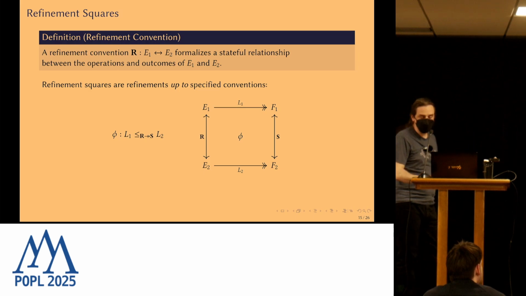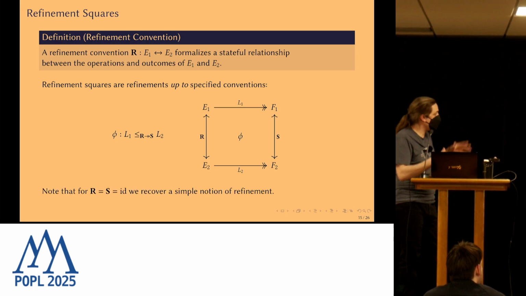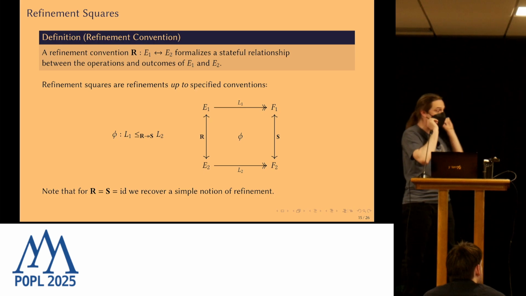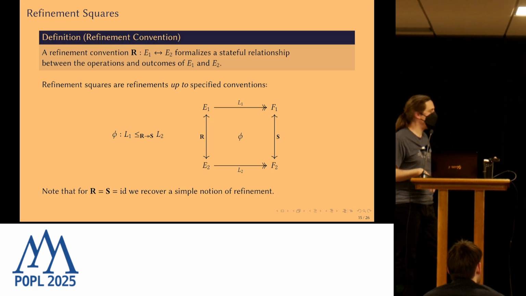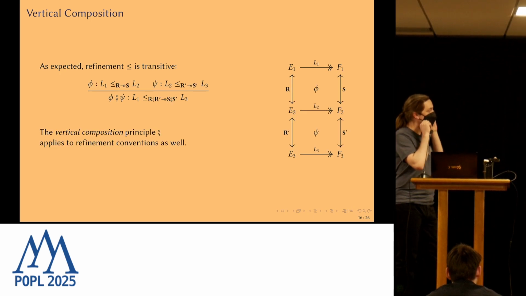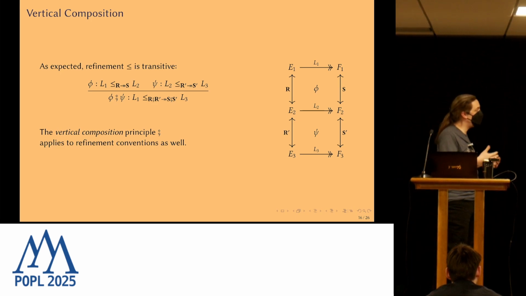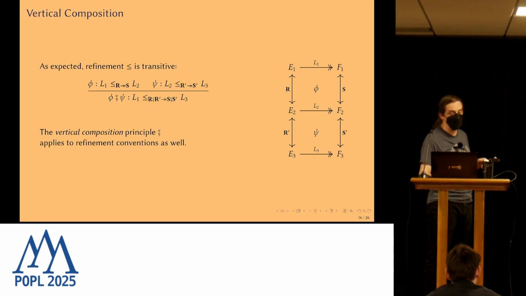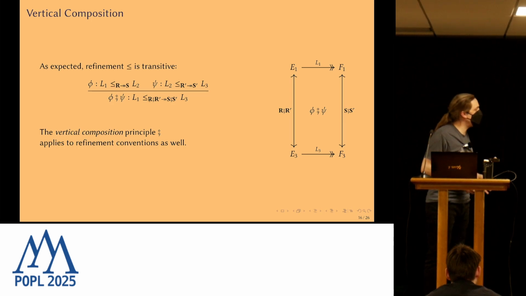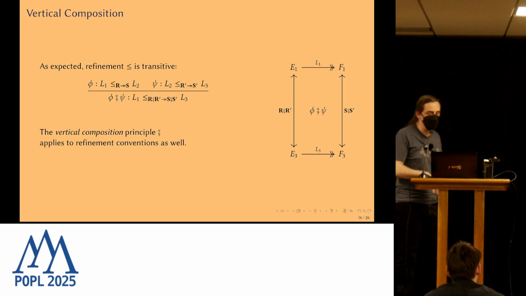And all right. So if we use trivial refinement conventions, we'll recover a normal notion of refinement where E1 and E2 are the same, of course. Now, these refinement squares can compose vertically, right? So what before would be transitive refinement, where we can just combine things in this way. Now, when the refinement conventions are involved, we need to compose the refinement conventions themselves to compute what's going to be the abstraction relationship in the resulting composite refinement, right?